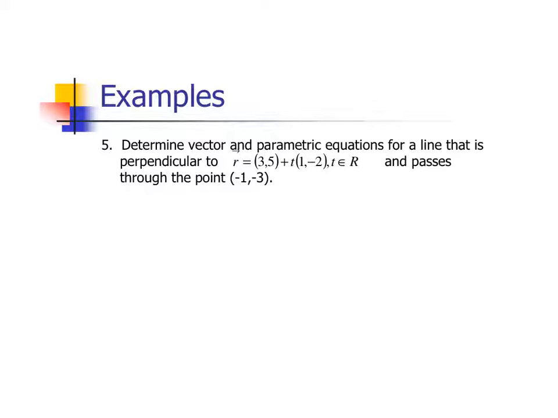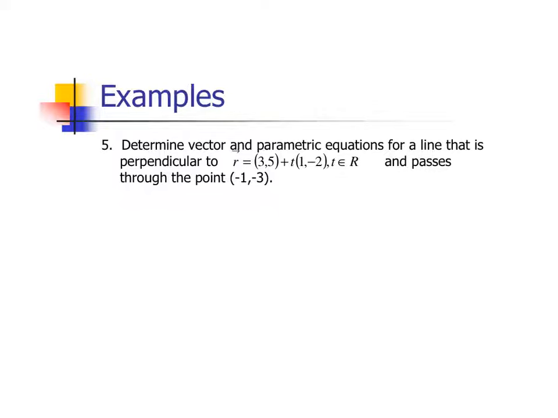So this question asks us to determine vector and parametric equations for a line that is perpendicular to r equals 3, 5 plus t times 1, negative 2, and passes through the point negative 1, negative 3. So if we have this vector, now we've been using the xy. You'll also see r vector, that's just a position vector of any point on the line. Either way. So here we have r is equal to 3, 5 plus t times 1, negative 2, where t is any real number, because it's the parameter. So we also need it to be through the point negative 1, negative 3.